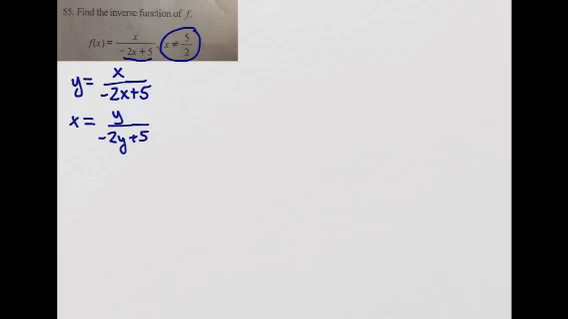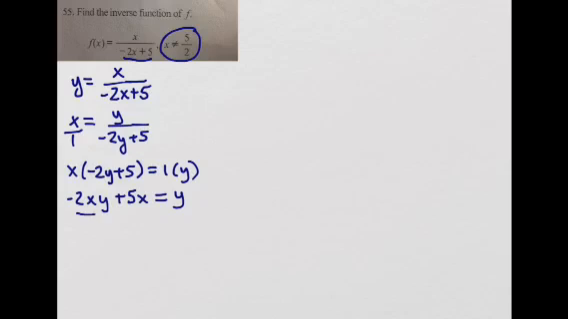So 55 is similar to 54. Same procedure. We're going to change the f of x to y. Notice it says that x cannot be 5/2 because that would make this denominator 0. Okay? Switch the x and the y. So this is x. Okay? I'm going to set this as a proportion and cross multiply. So then I get x times negative 2y plus 5 equals 1 times y. Okay, distribute the x. So that's negative 2xy plus 5x equals y.